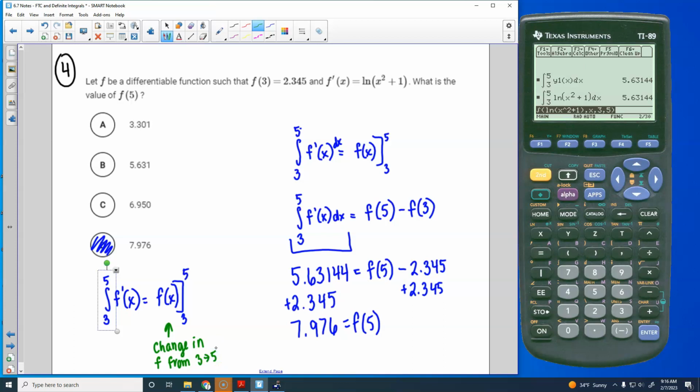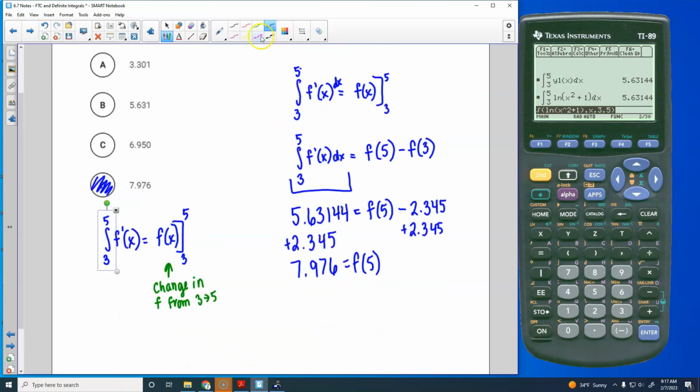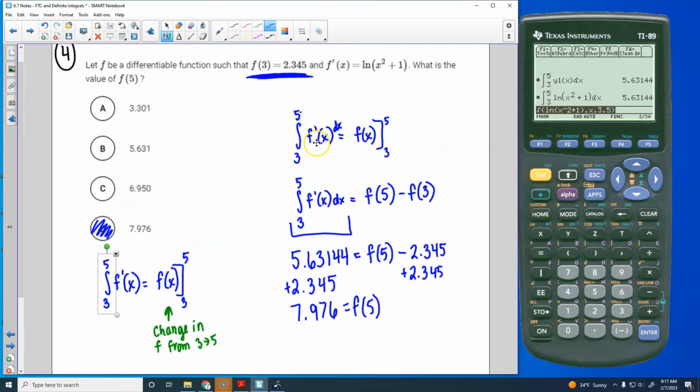Like whenever we were thinking about that first problem with the car, whenever we got 9, whenever we integrated from 0 to 7, that told us that the position changed 9 feet. It went 9 feet to the right. So this gives me the change. This is where it was at 3. So at 3, I was at 2.345. That's like my starting position.